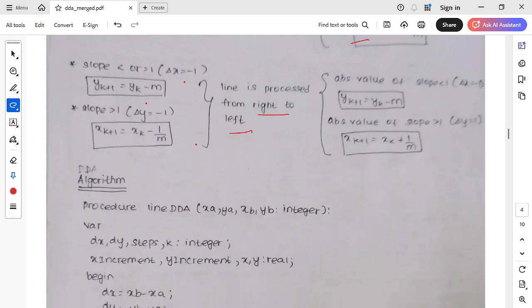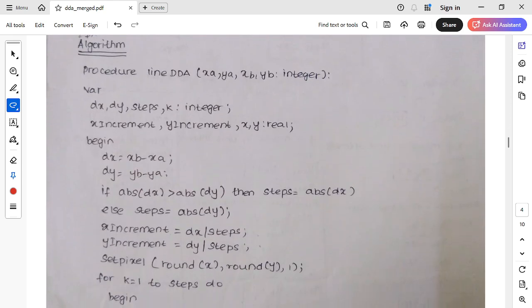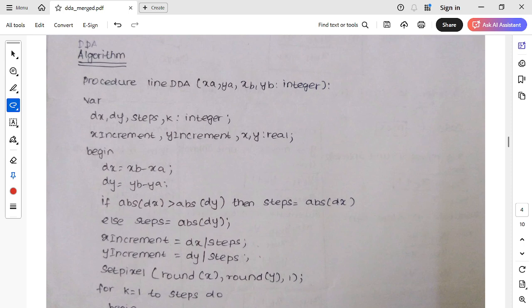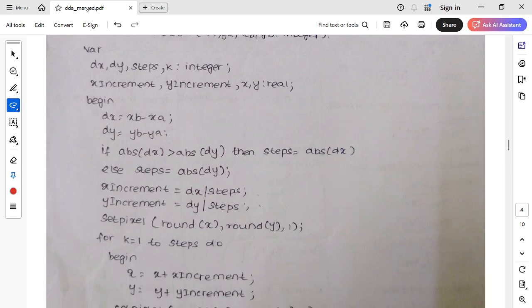So from the above, we have formulated the algorithm. This is going to be the DDA algorithm, which is in your textbook. Initially we are going to initialize all the variables. dx and dy are nothing but your delta x and delta y, where you'll be seeing one example problem. Steps is the number of increments you are going to take, that is, within how many increments you are going to get a straight line. So I have initialized all the variables: x increment, y increment, x, y and so on.